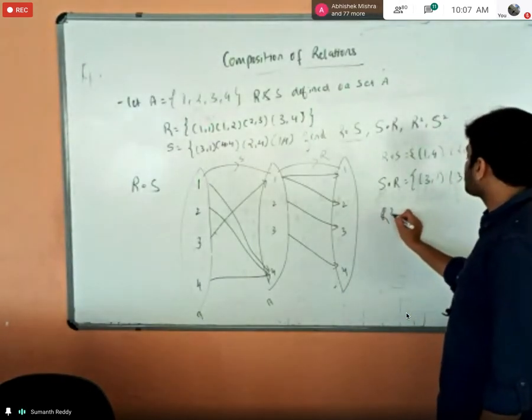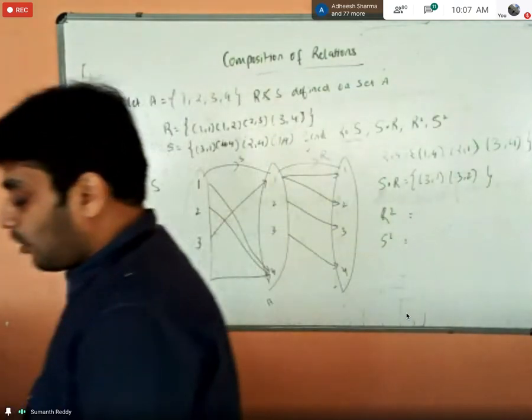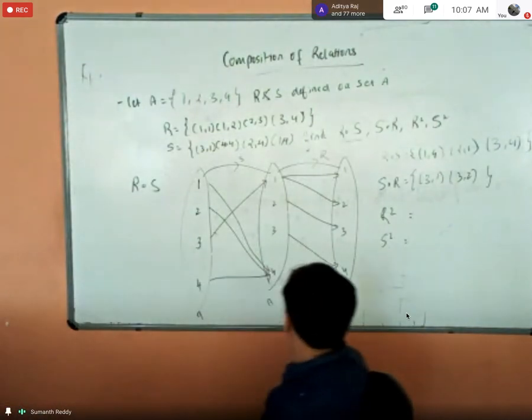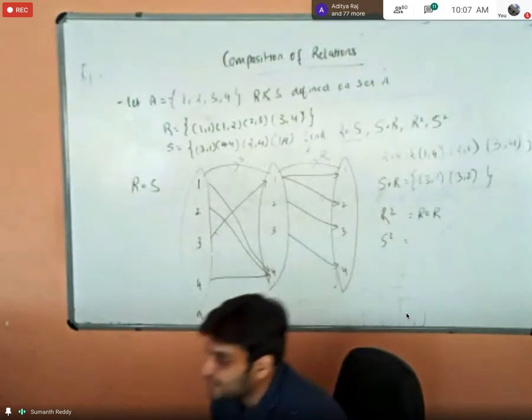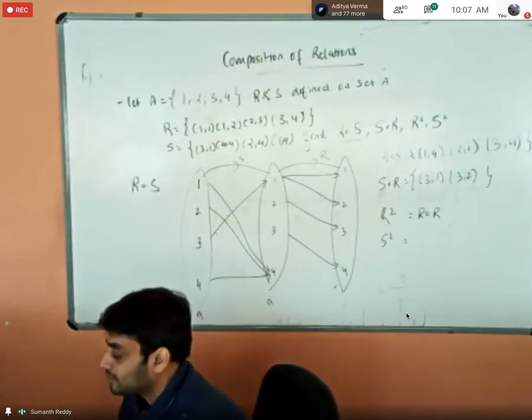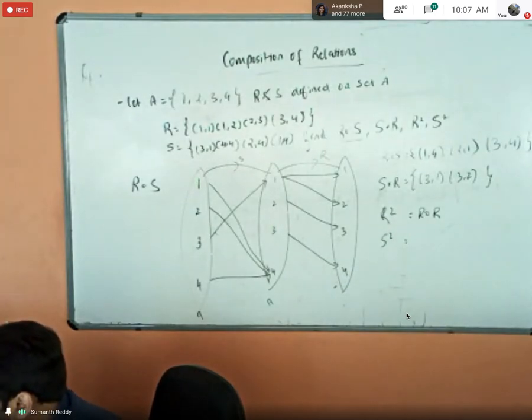So similarly, R square and S square. Students, I want you to find the answer and tell me what R square and S square are. R square means you have to find R composition of R. In both places, you have to write the relation R. So I want you to solve it and post the answers for R square and S square.